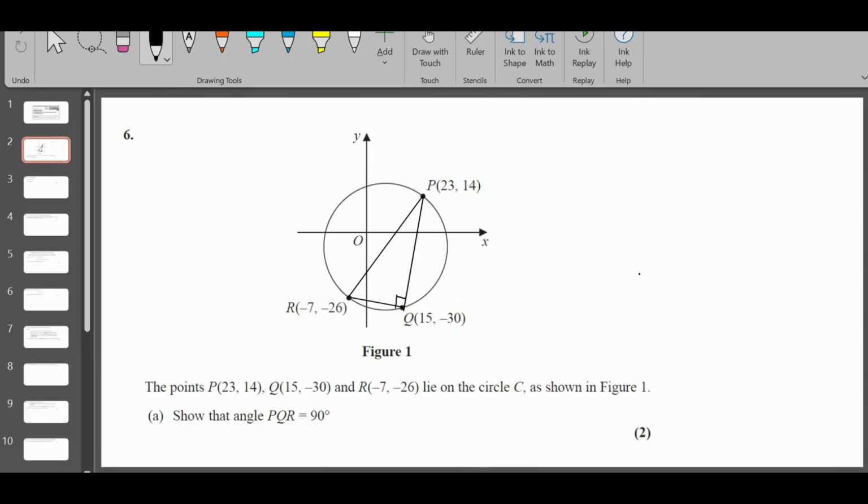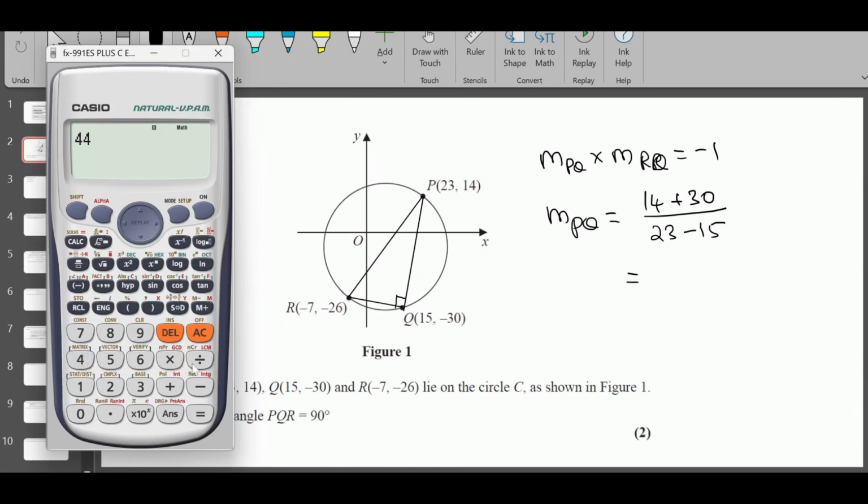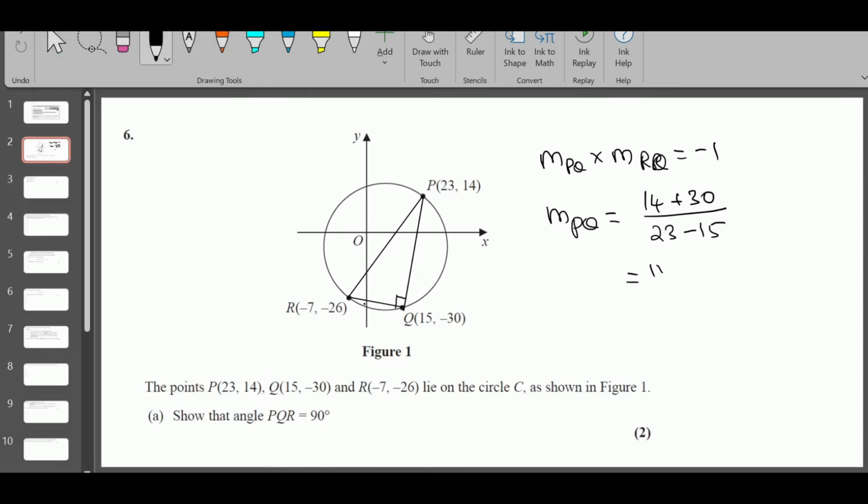So we can write slope of PQ times slope of RQ should be equal to minus 1. Let's find PQ first. Y2, that is 14, minus minus 30, so Y2 minus Y1 is plus 30... that is 44, divided by X2 minus X1, which is 23 minus 15 is 8. That's basically 44 over 8, which is 11 over 2.